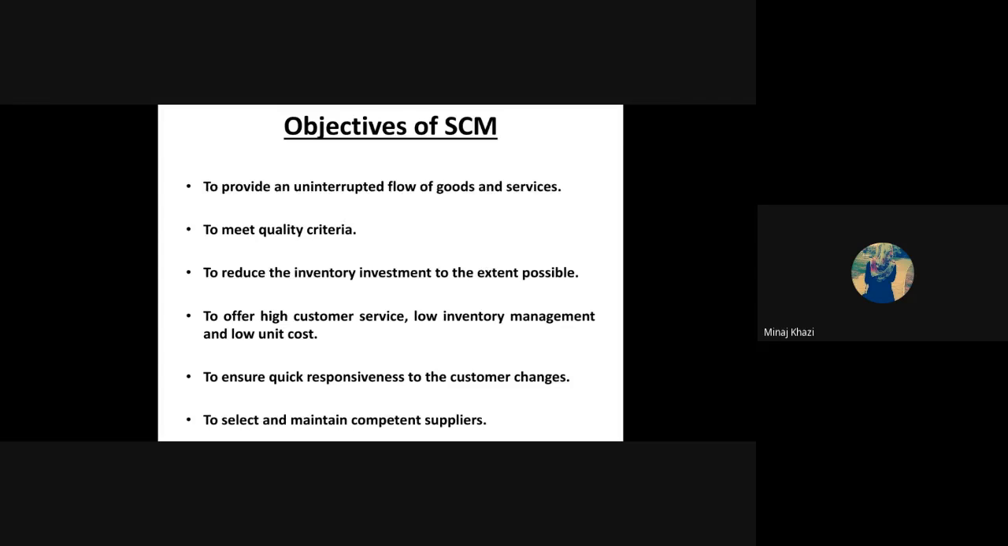Next, we want to select and maintain competent suppliers. The supply chain is like a controlling device which binds almost all the players involved: the manufacturer, the distributor, the storage provider, the retailer and the customer. Everybody involved in supply chain management has control over each and every activity involved. That's why it selects and maintains competent suppliers, and suppliers also get upgraded because of the need to maintain themselves in the supply chain process.